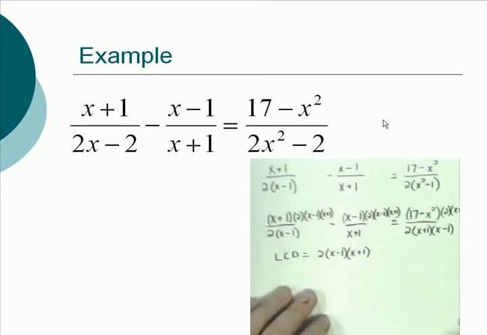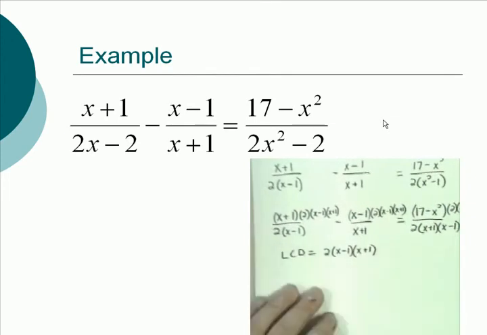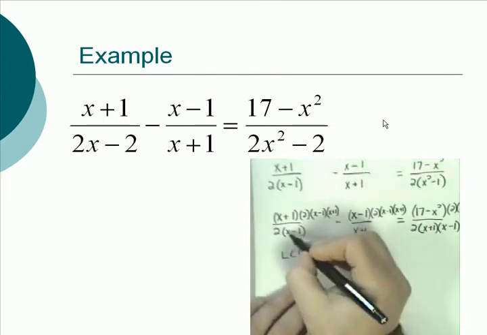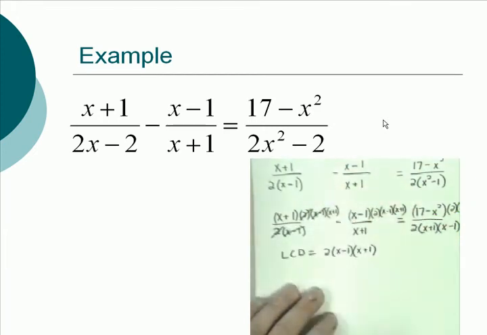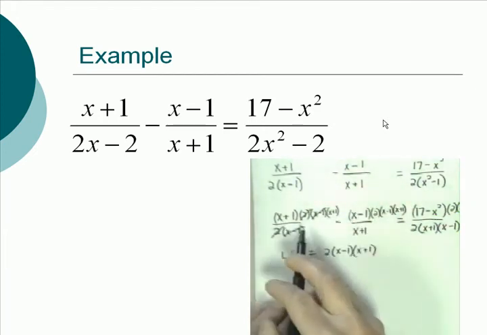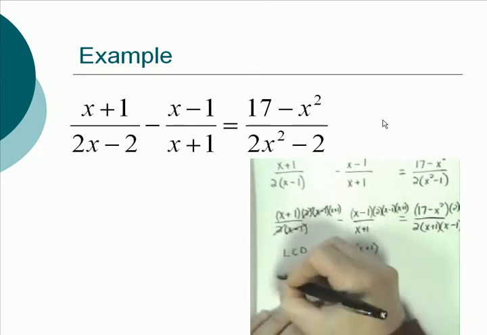Now, by doing that, we're going to get a bunch of cancellation. Let's take a look at this first term. First of all, the x minus 1s will cancel off, and the 2's will cancel off. That leaves us with x plus 1 times x plus 1.